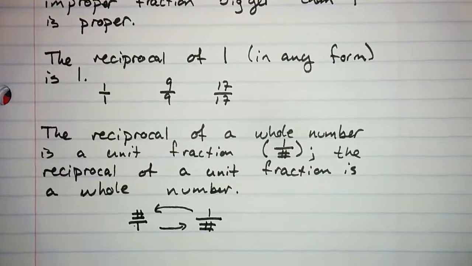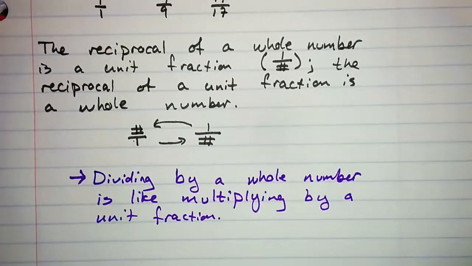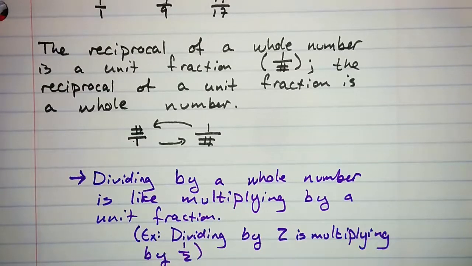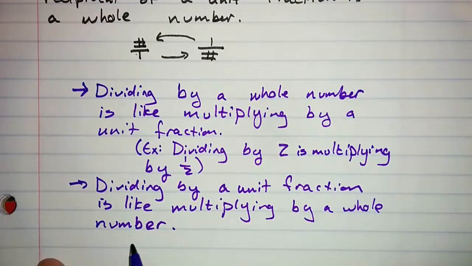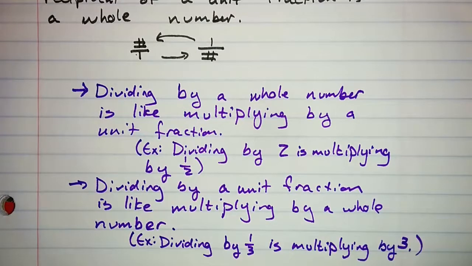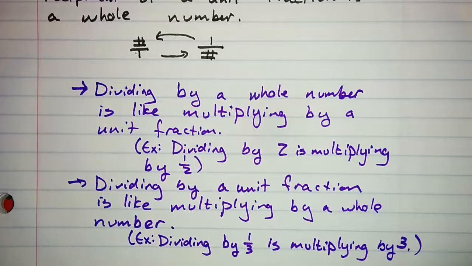This actually has a consequence for division that's interesting though, right? Dividing by a whole number is just like multiplying by a unit fraction. So dividing by 2 is like multiplying by a half. Or, maybe more interestingly, multiplying by a half is like dividing by 2. The other way around also. Dividing by a unit fraction is like multiplying by a whole number. So, for example, dividing by a third is multiplying by 3. All right, this is mildly interesting. Nothing too spectacular so far.